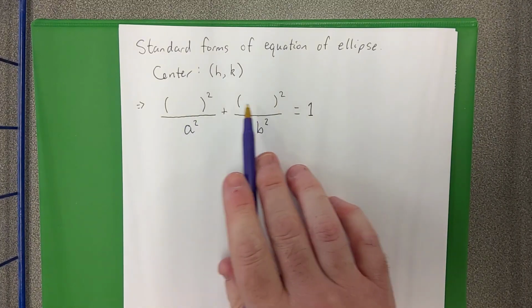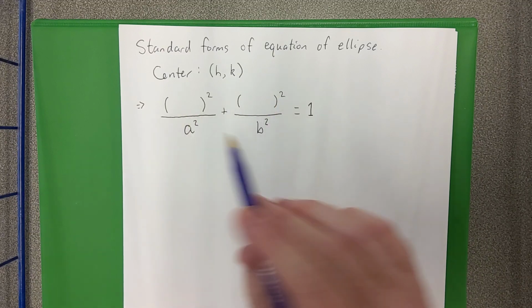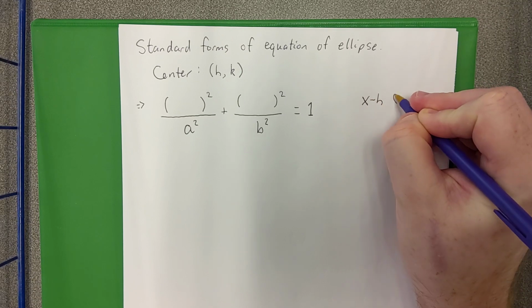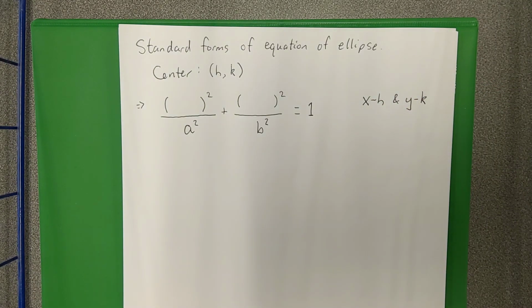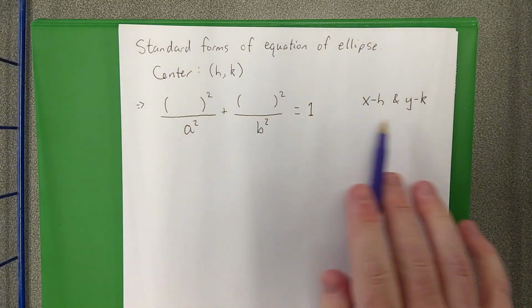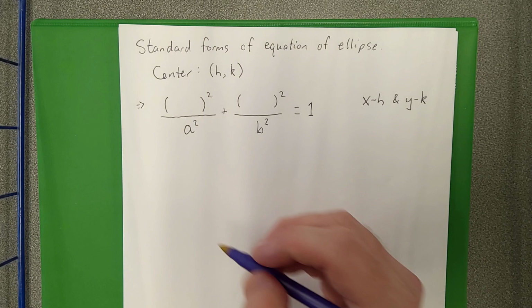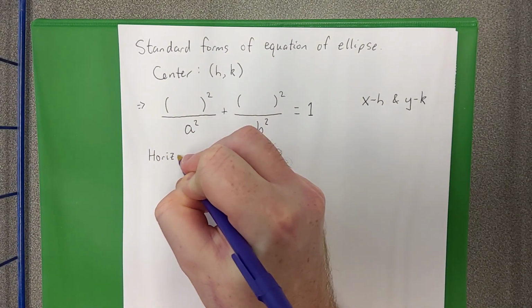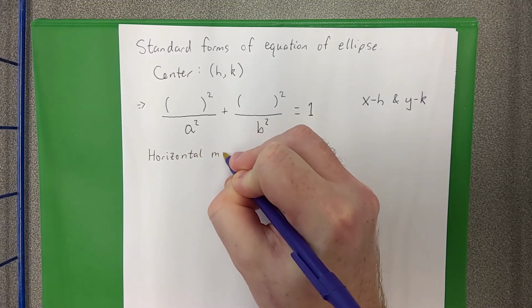Now, what goes in here is going to be determined by the orientation. For the record, the things that are being squared in here are the same things as what we saw for the circle. We'll see an x minus h, and we'll see a y minus k. Which one goes where is determined by the orientation of the ellipse. And by orientation, I mean the major axis. So for example, horizontal major axis.